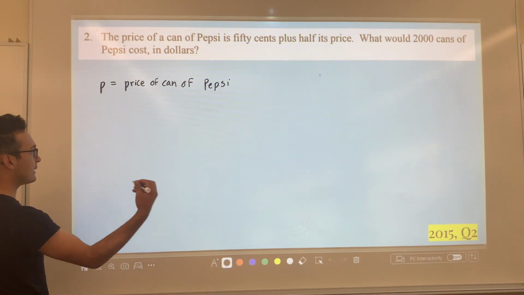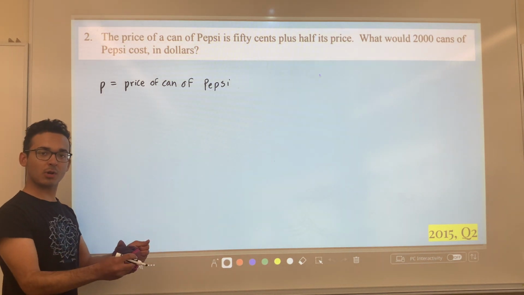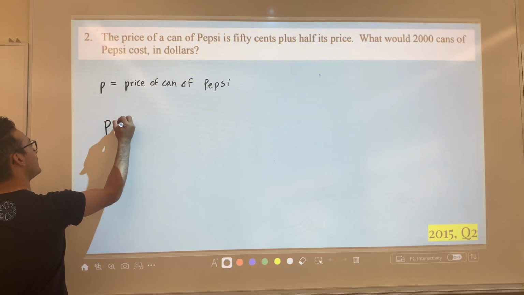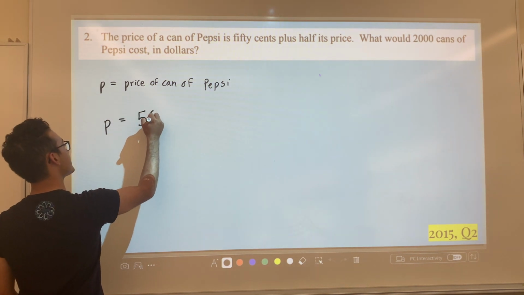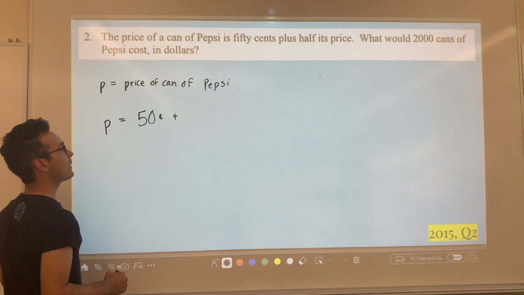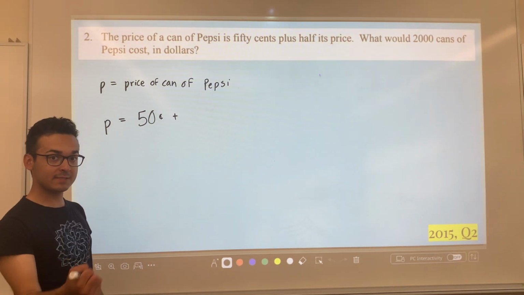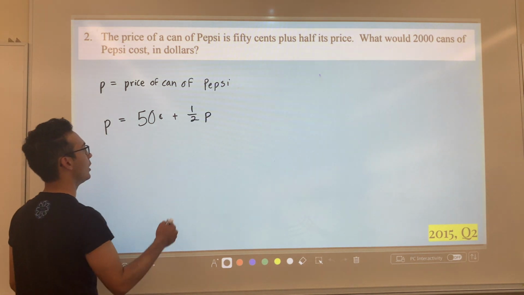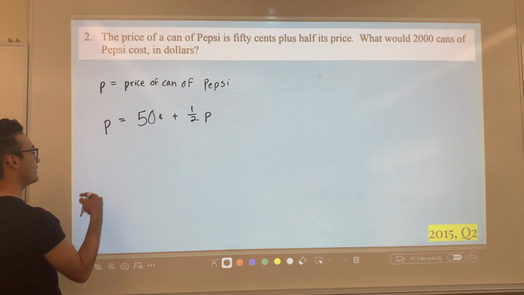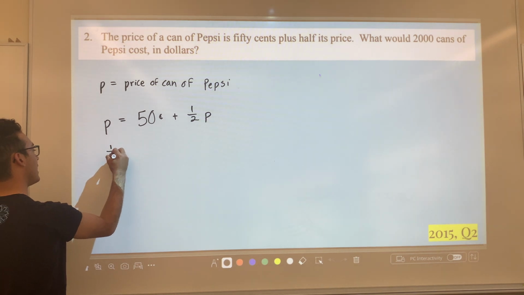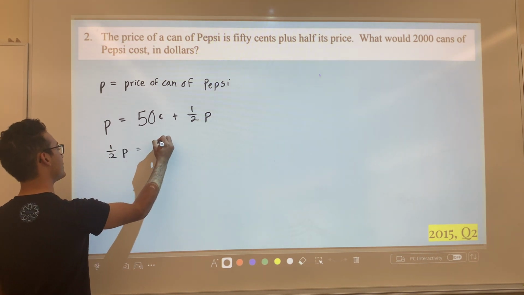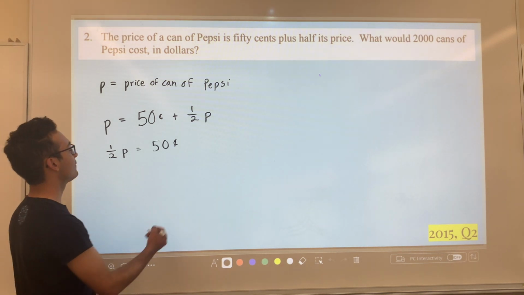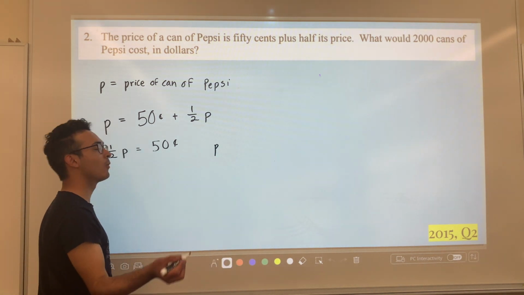Wonderful. Now, all we need to do is convert this word problem into an equation. The price of a can of Pepsi, P, is equal to 50 cents plus half its price. Well, its price is P, so half its price is 1/2 P. All we have to do is subtract 1/2 P from both sides. We get 1/2 P is equal to 50 cents, and if half of the price is 50 cents, then the full price must be 100 cents or $1.